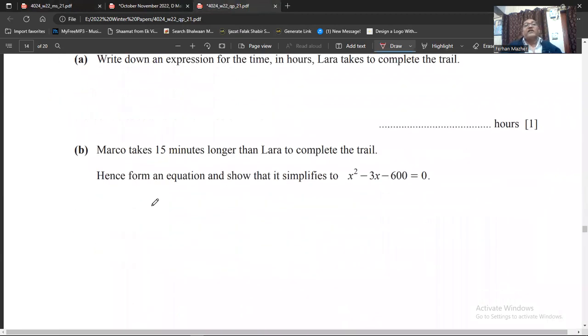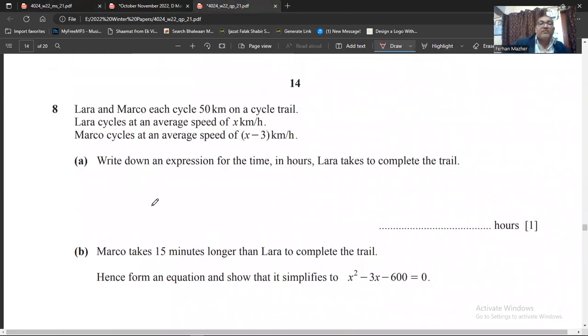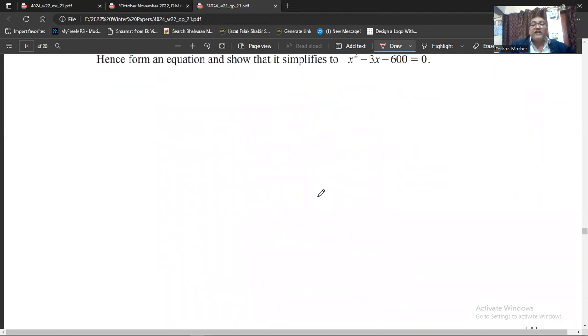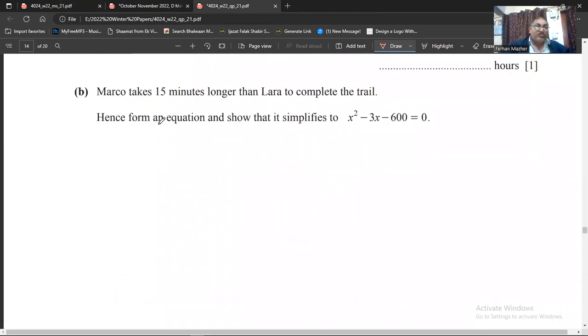Then Marco takes 15 minutes longer than Lara to complete the trail. So the time for Marco will be T2, distance divided by speed. The distance is 50 kilometers and the speed of Marco is x minus 3, so T2 equals 50 divided by x minus 3. Hence, form an equation and show that it simplifies to x squared minus 3x minus 600. It's a 4-mark question, so very simple. T2, Marco's time, minus T1 will equal 15 minutes.